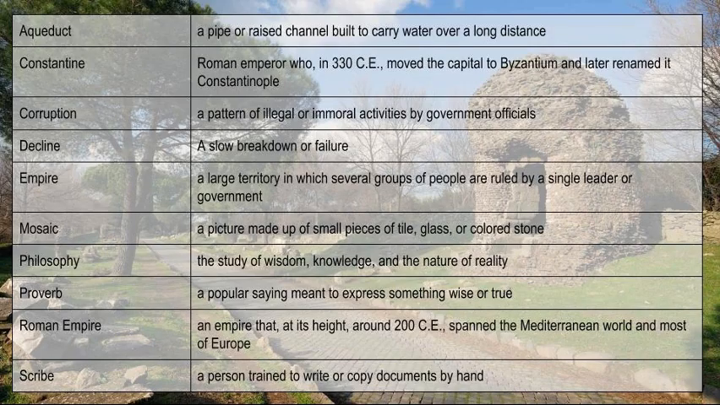As we go through the podcast, and you guys are following along in the textbook, we would like you guys to take a look at the vocabulary or the terms. There are 10 of them. They are aqueduct, Constantine, corruption, decline, empire, mosaic, philosophy, proverb, Roman Empire, and scribe.